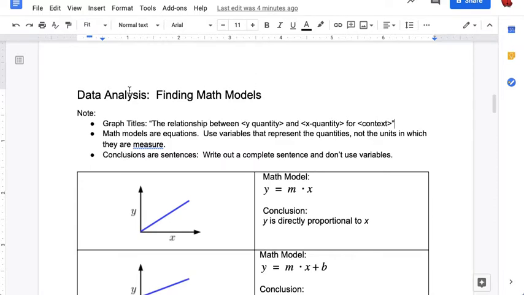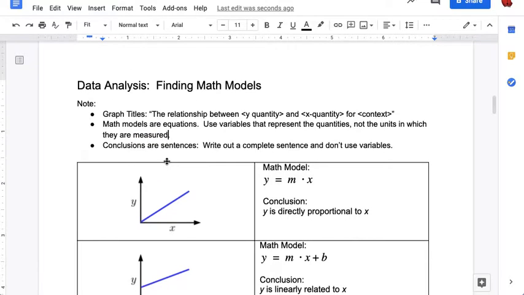So at the very back of your notebook, one of the pages said finding math models, right? That was one of our pages at the very back. These notes at the top you don't really need. You can put those in if you want, but the part I really care about is right here. What I want you to do is sketch a little graph on the y-axis and the x-axis. There's an arrow, that's the coordinate axis, and then you draw a straight line that goes through 0, 0.